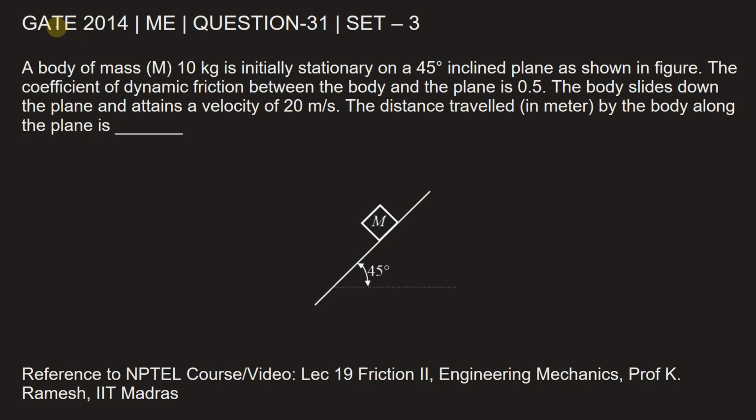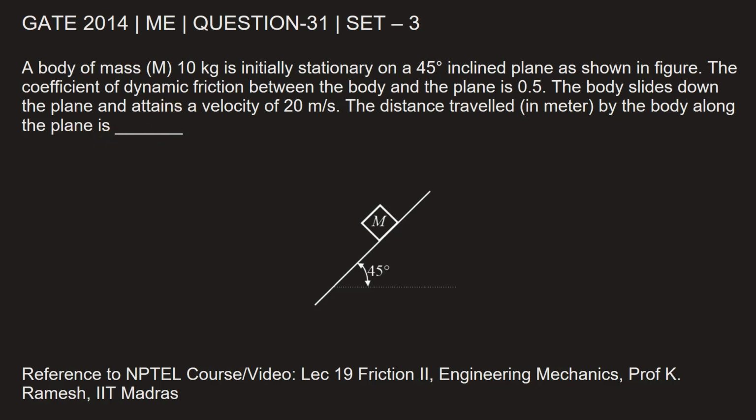This question is from GATE 2014 Mechanical Engineering paper, set 3, question number 31. A body of mass m, 10 kg is initially stationary on a 45-degree inclined plane as shown in the figure. The coefficient of dynamic friction between the body and the plane is 0.5. The body slides down and attains a velocity of 20 meter per second. The distance travelled in meter by the body along the plane is dash.